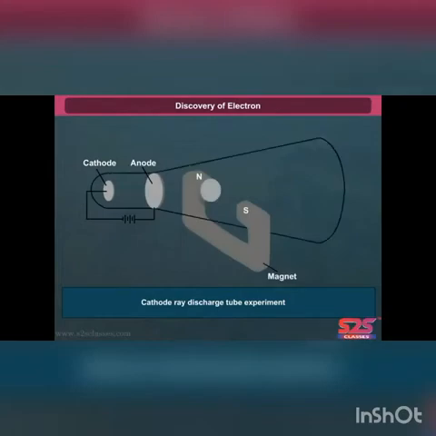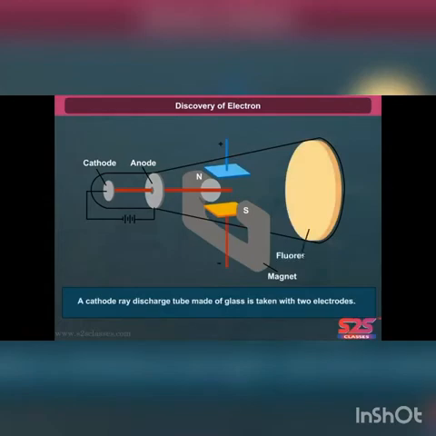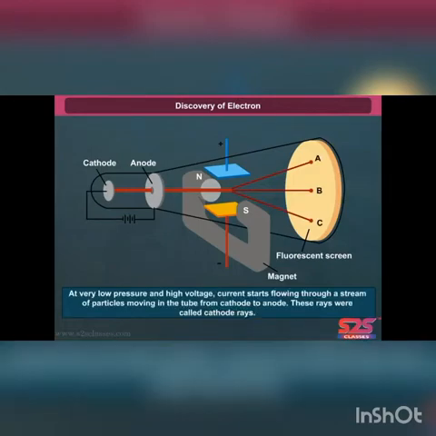Discovery of electron. In the mid-1850s, many scientists began to study electrical discharge in partially evacuated tubes known as cathode ray discharge tubes. Let's have a look at the experiment. A cathode ray discharge tube made of glass is taken with 2 electrodes. At very low pressure and high voltage, current starts flowing through a stream of particles moving in the tube from cathode to anode. These rays were called cathode rays.